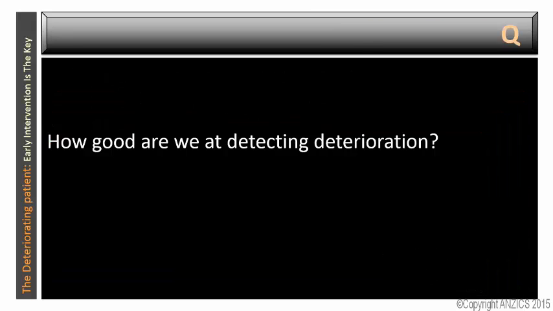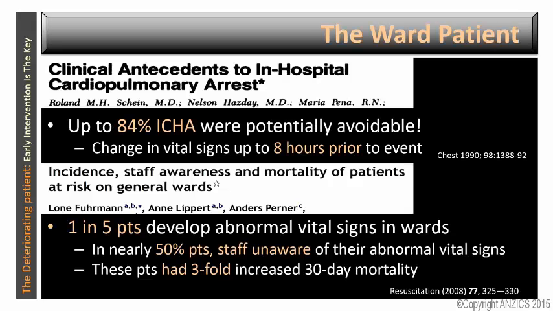So how good were we at detecting deteriorating patients? In the 90s, we were very bad. 84% of intra-hospital cardiac arrests were potentially avoidable. Thankfully, these numbers are coming down, and a recent study from Victoria said somewhere about 14 to 20%. The other interesting study I wanted to mention is that 1 in 5 patients in the ward develop abnormal vital signs. In about 50% of these patients, the staff are unaware that these signs are becoming abnormal.